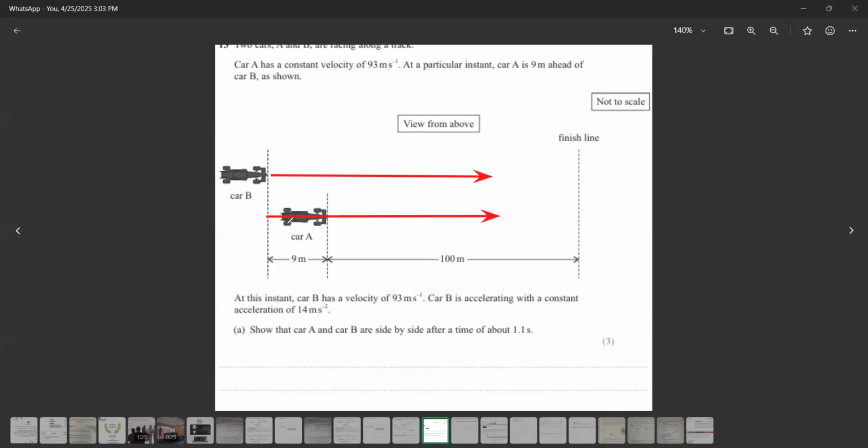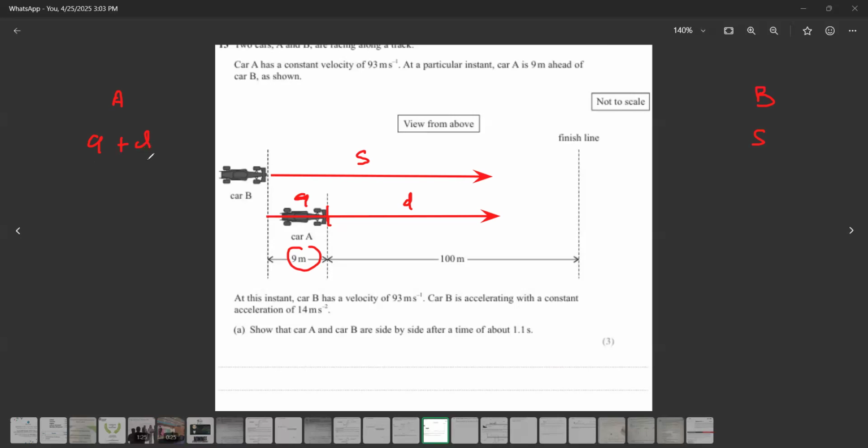So the total distance covered by car A is 9 plus D. Like from here till here is D and here is 9. So the total distance covered by car A is 9 plus D and the total distance covered by car B is equal to S. So the distance covered by car A, which is 9 plus D, should be equal to the distance covered by car B, which is S. So they are side by side. We don't know what time they cross each other.